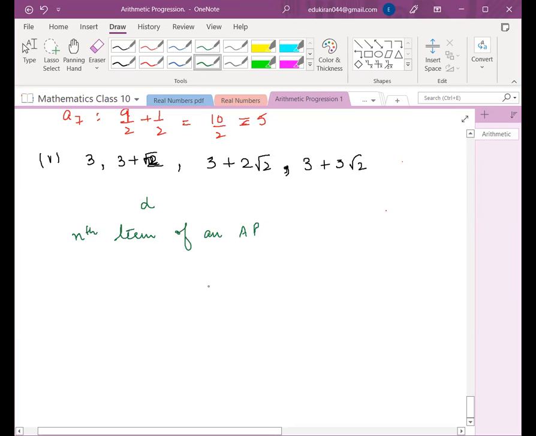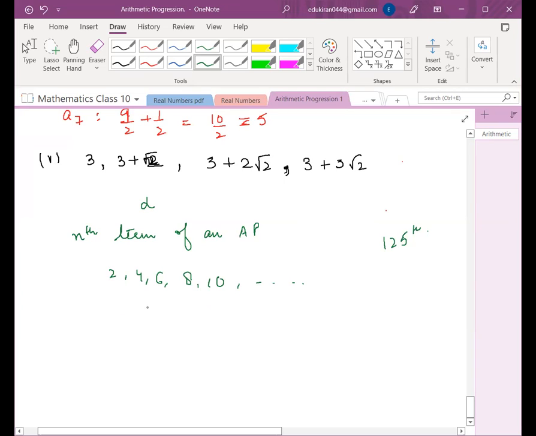For example, an AP is given: 2, 4, 6, 8, 10, and so on. I'm asking you, tell me what will be the 125th term of this AP. So how will you tell? Is there any formula to tell? Yes, ma'am. Yes, there is a formula. We also discussed it in the previous class.